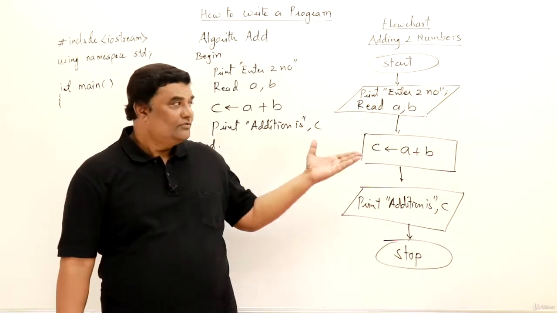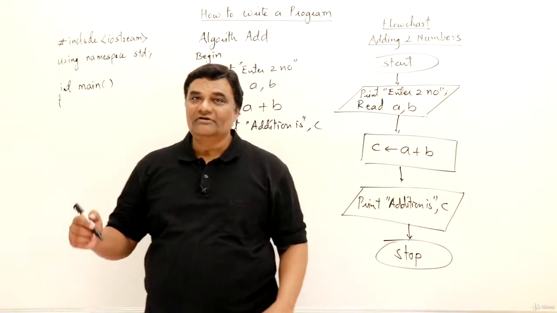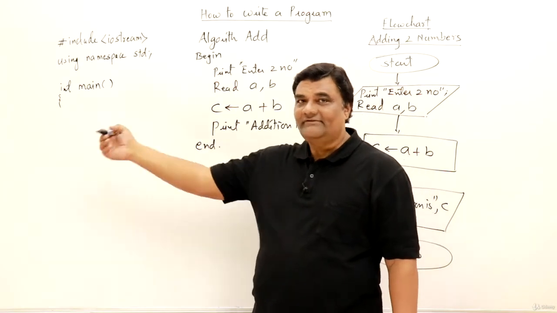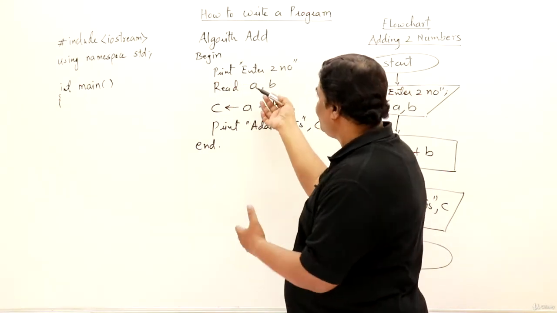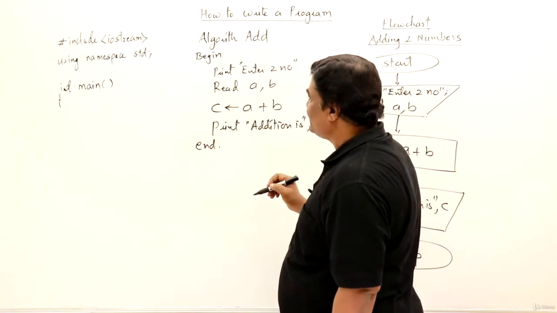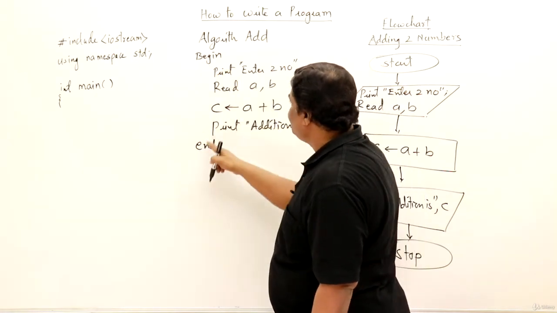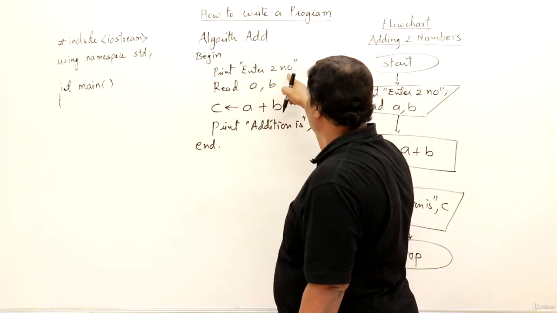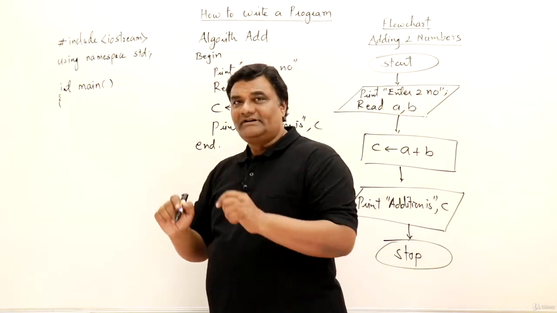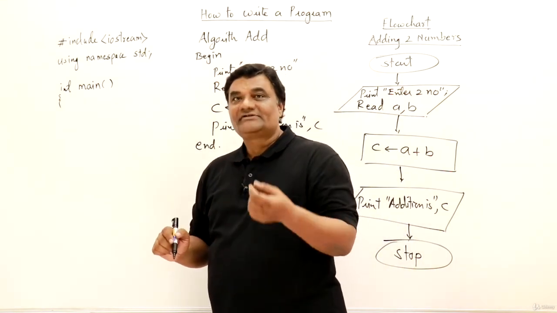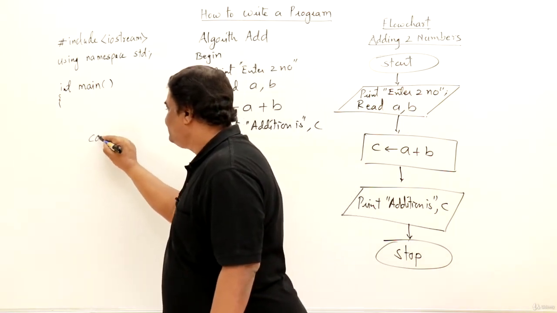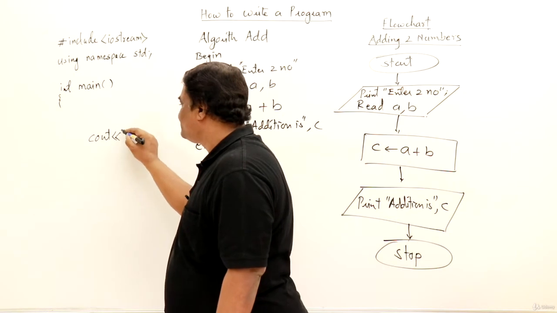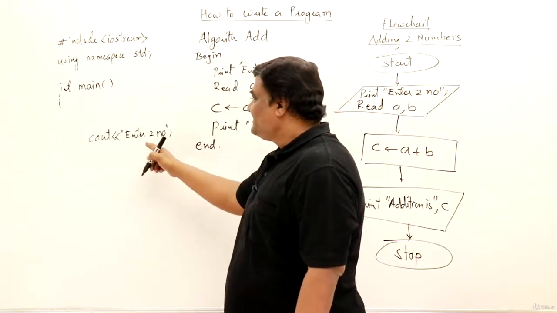Now what do I have to do? Here I have a flowchart, here I have an algorithm. These two things I have to convert. So let us read it. What are the things that I have to do? From the algorithm we'll convert it into a C++ program. See, begin. Inside this, first is print enter two numbers. How to print anything on the monitor? cout, we know that. So here I will write cout enter two numbers. This will print this message on the screen.